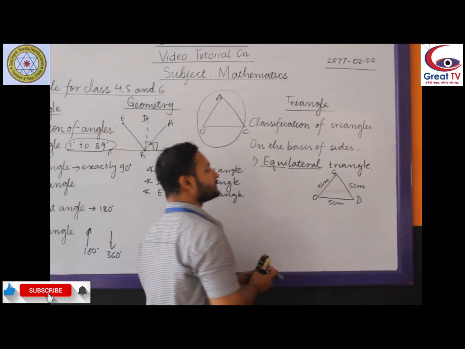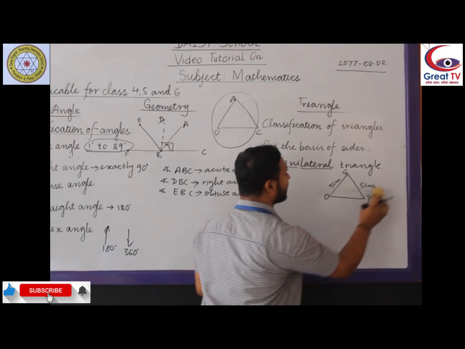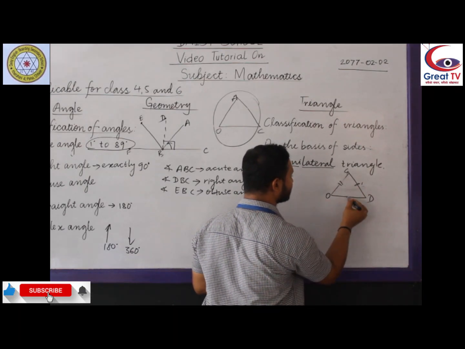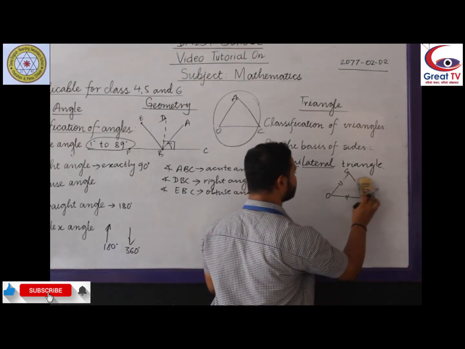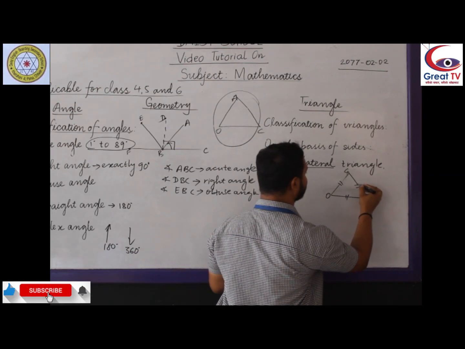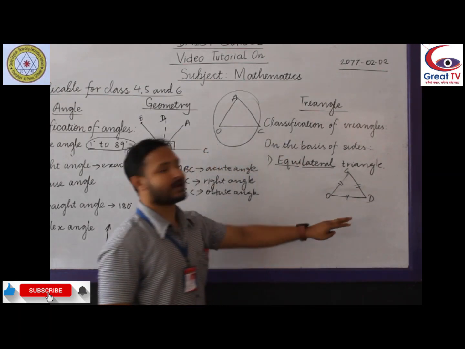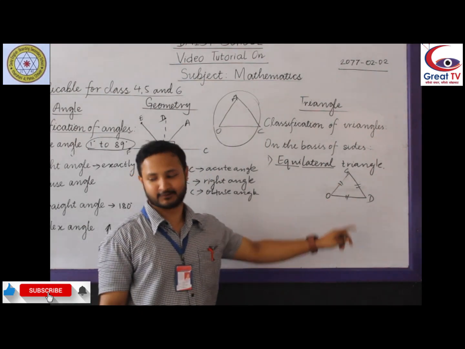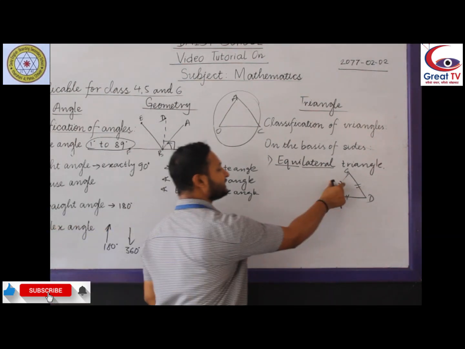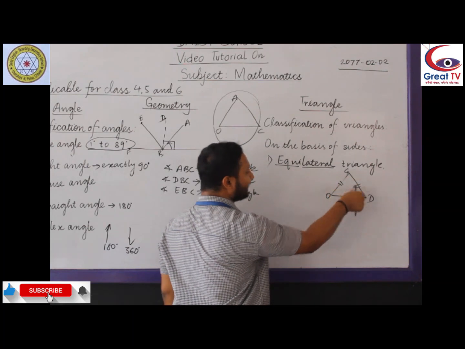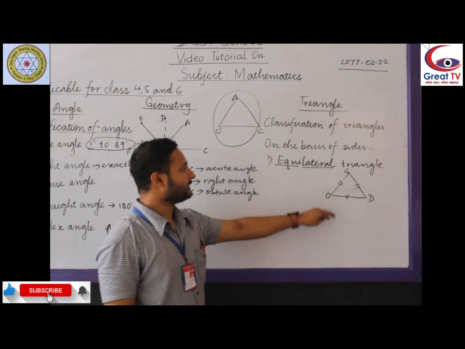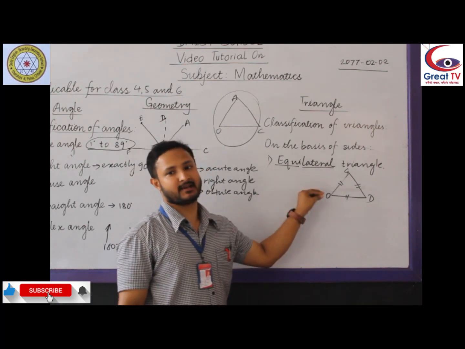If it is not given like this, but given like this, look here. If it was given like this and this, then we can understand all the sides are equal to each other. Okay? This sign represents they are equal. All the three sides are equal. That's why this is called an equilateral triangle.